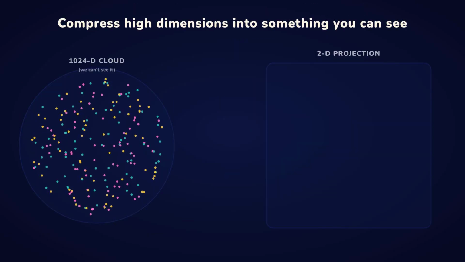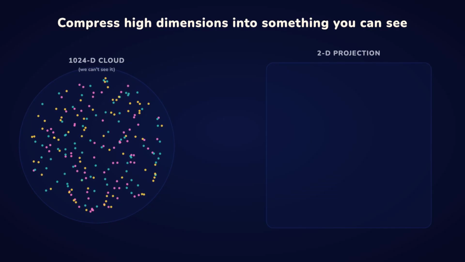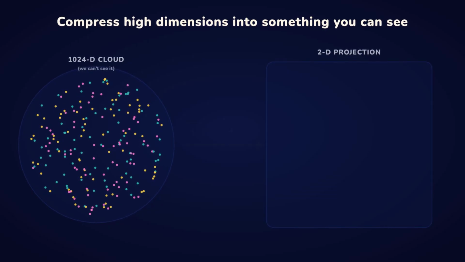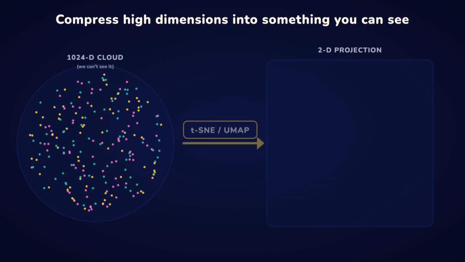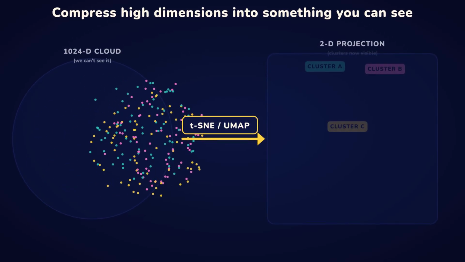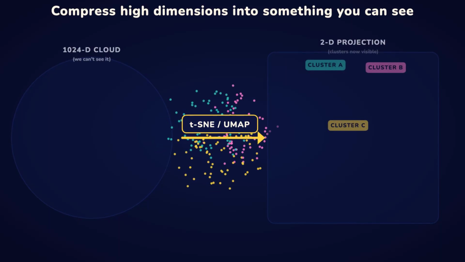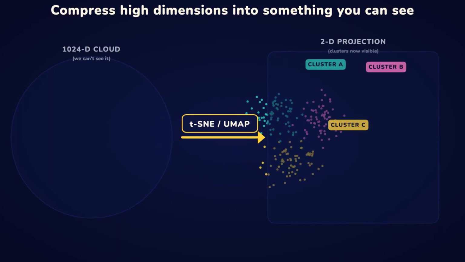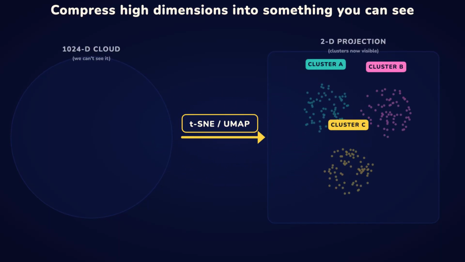You can't draw 1000 dimensions, but you can compress them using techniques called t-SNE or UMAP. They squish the high dimensional cloud down to two dimensions you can finally see. Information is lost a bit, but the structure remains.